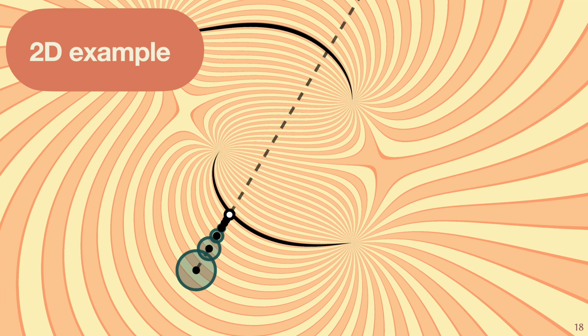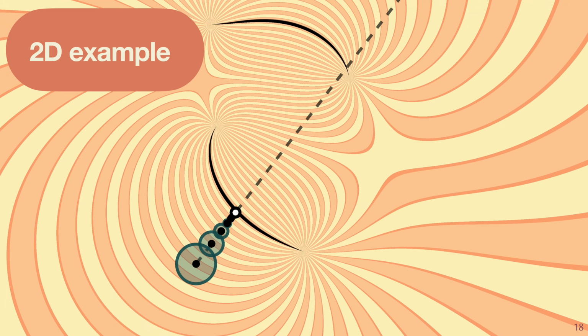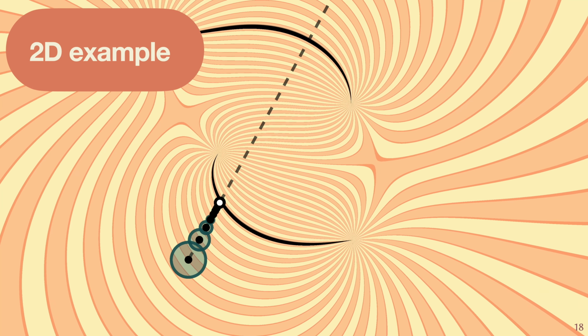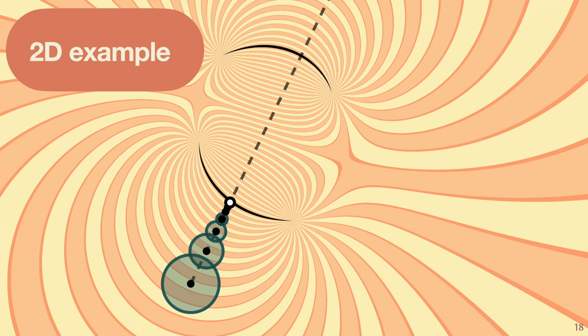Here's an example of computing intersections between a ray and a level set of a harmonic rational function in 2D, where I've drawn the safe steps that our algorithm takes.